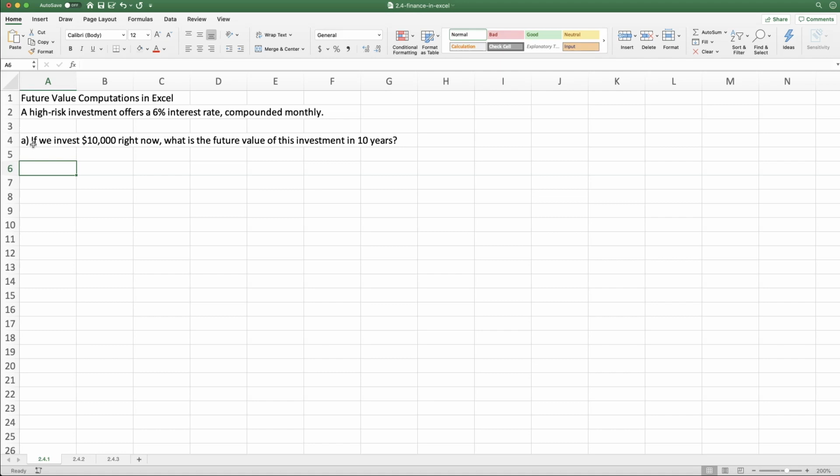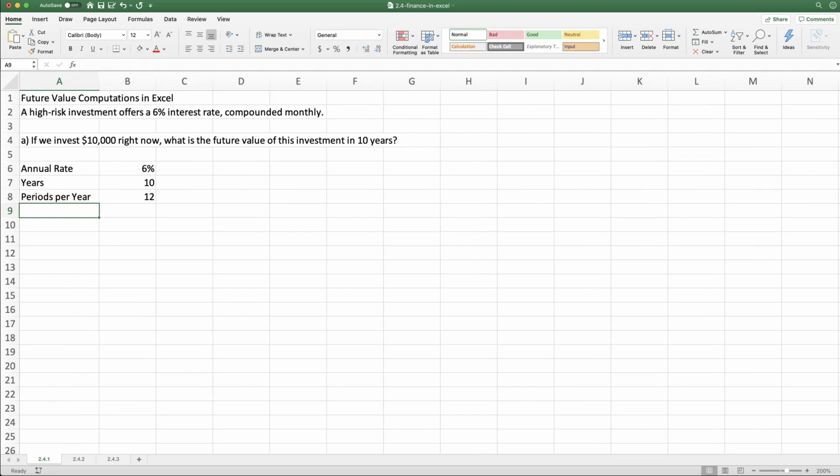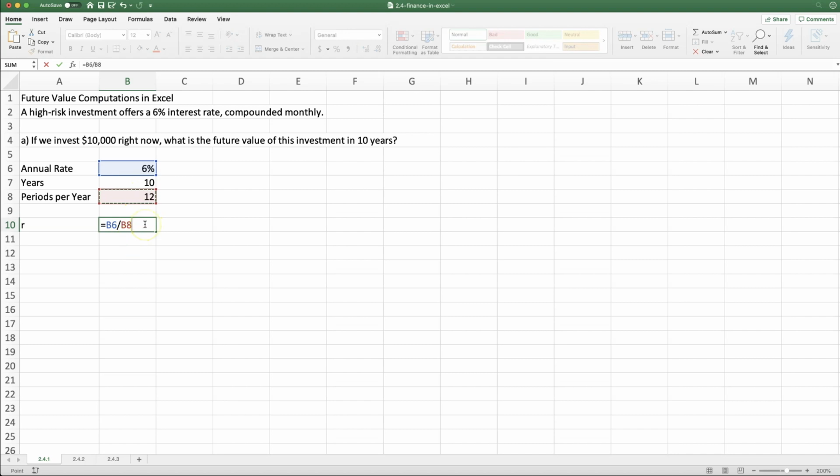The annual rate is 6%. The number of years is 10. The number of periods per year is 12. We can now compute the parameters required to compute the future value. The per period rate R is equal to the annual rate divided by the number of periods per year. The number of periods is N and is given by the number of years times the number of periods per year.